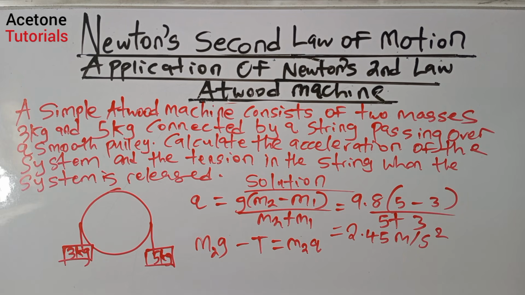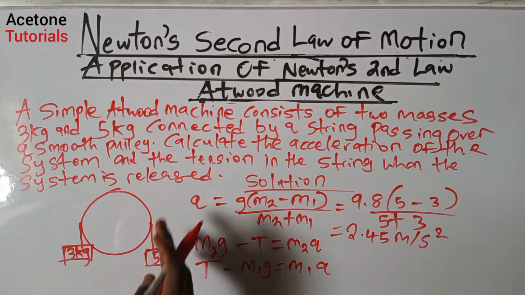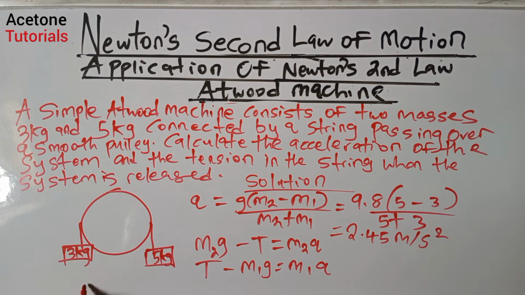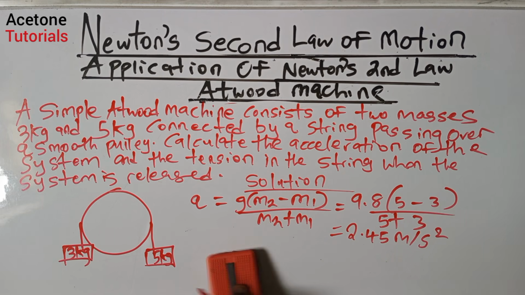So that's the equation. If you want to use the other one, it will be T minus m1g equals m1a. If this is moving down, this is moving up, so the tension is more than the weight, and the difference of the forces will be the net force. We can use either of them, but let me use the second one.